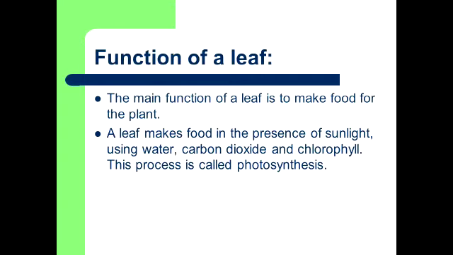What are the functions of a leaf? Why is a leaf useful for the plant? Why is it important? The main function of a leaf is to make food for the plant. A leaf makes food in the presence of sunlight using water, carbon dioxide and chlorophyll. This process is called photosynthesis.